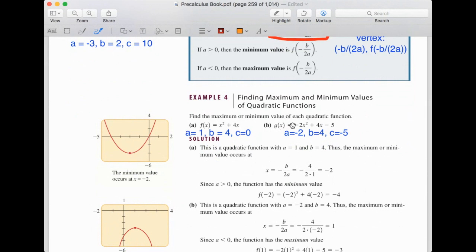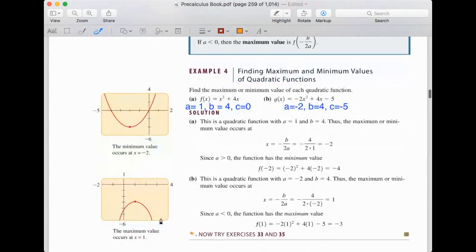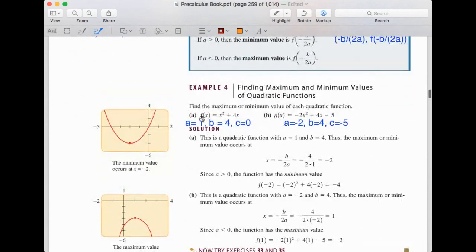And the second case, a is -2. If the number before x squared is -2, that gives us a downward parabola. So we get a maximum. Okay, let's find out the minimum for a.